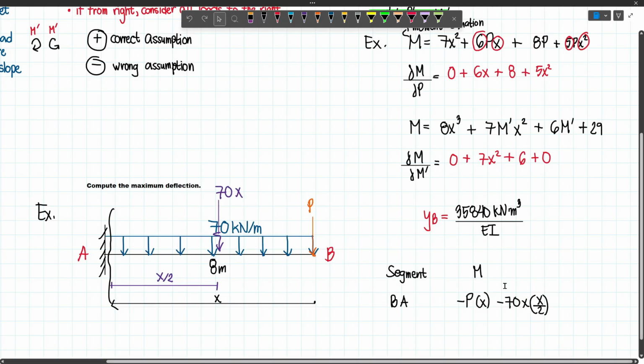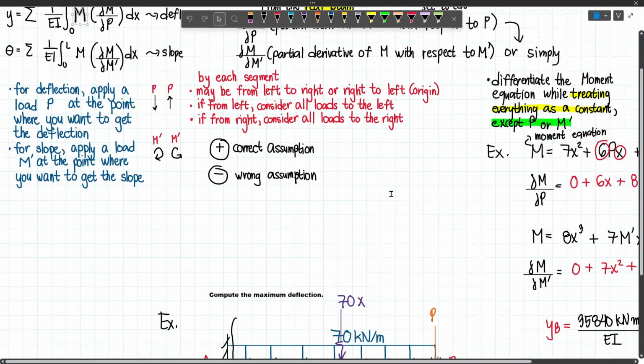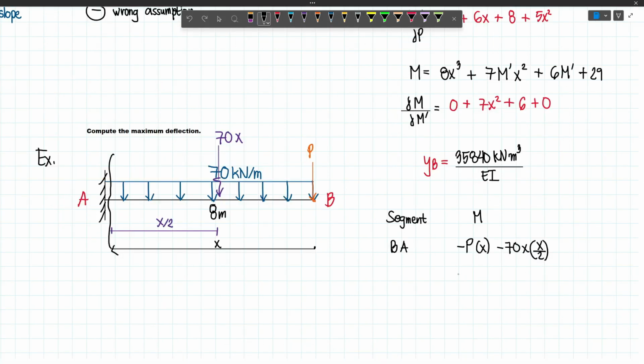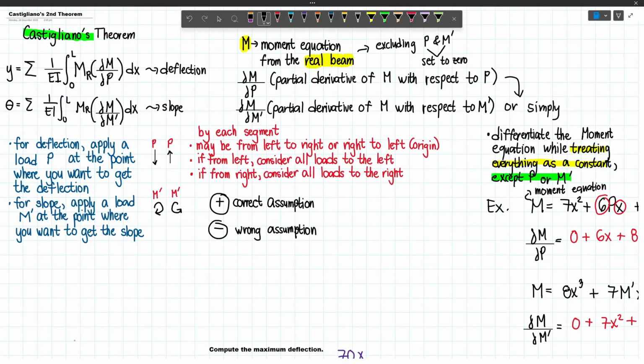But take note, this is not the m that we will put here, because the m that we will include here will be just for the real beam, meaning excluding this p. Now again, we will just simply set p or m prime to 0 to get the moment equation. Now so you won't be confused, let's just retain m here, and label this as mr, or the moment from the real beam. And then let's just include here that m is the moment equation including p and m prime. So this will be our labeling.